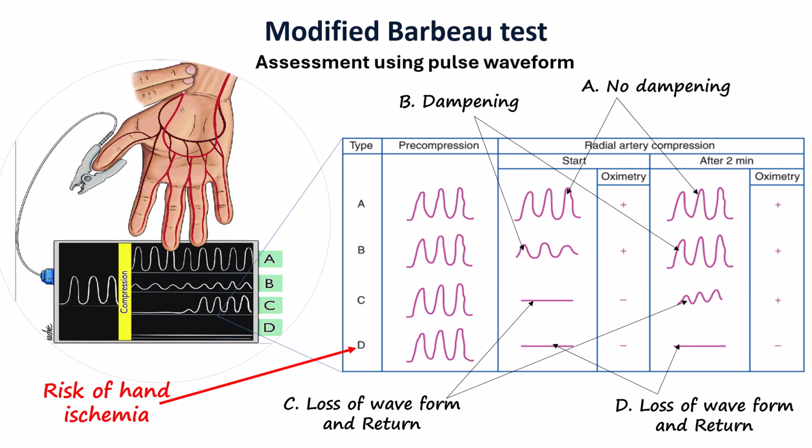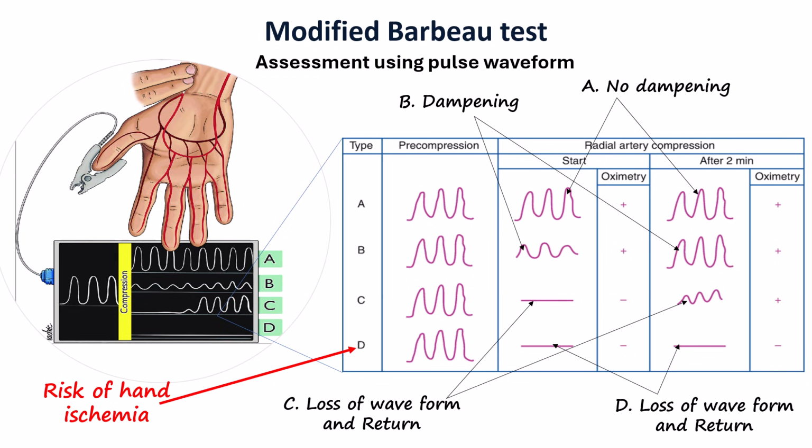Type A with no damping of pulse waveform before or after compression. Type B with damping with compression and normalization after releasing compression. Type C with complete loss of waveform with recovery within 2 minutes, and Type D with persistent loss of waveform. Types A, B, and C suggest adequate collateral circulation, making the patient suitable for transradial access. However, a Type D waveform indicates poor collateral flow and is a contraindication due to the risk of hand ischemia.